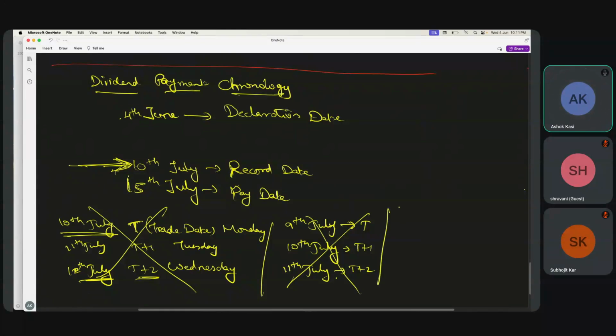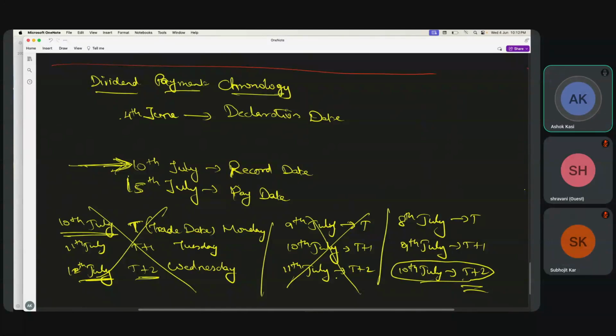So now let's see whether 8th July works or not. 8th July will be T, then 9th July will be T plus 1, and 10th July will be T plus 2. Now, will it work? Yes, it will work. On 10th July you are the owner, so at the end of the day the company will check the record. You are the owner, so they will pay the dividend to you.